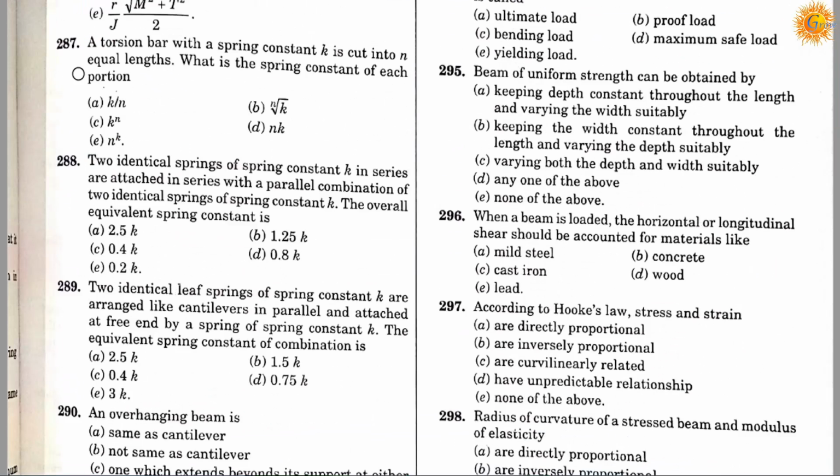Question number 287. A torsion bar with a spring constant K is cut into n equal lengths. What is the spring constant of each portion? Option A, K upon n; option B, n under root K; option C, K power n; option D, n dot K; and option E is n power K. So the correct answer is D. It will be n into K.